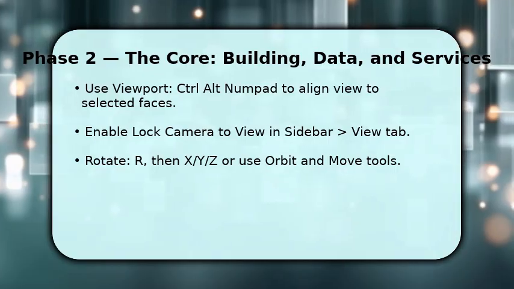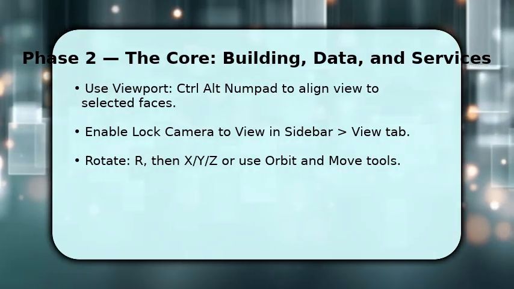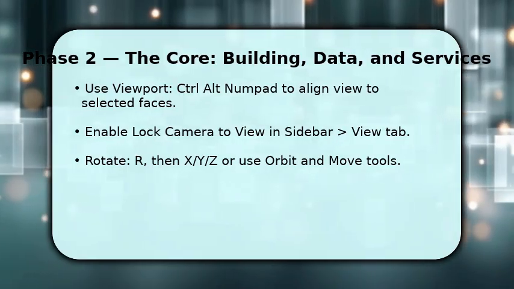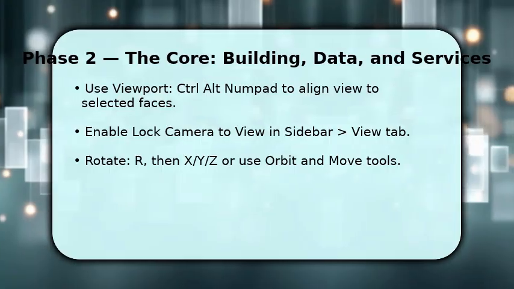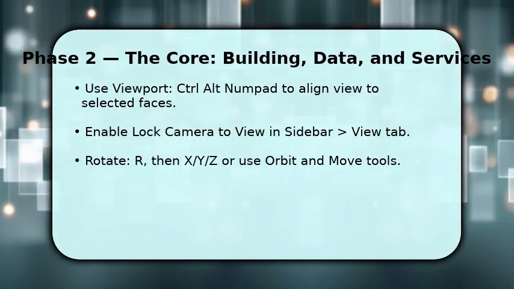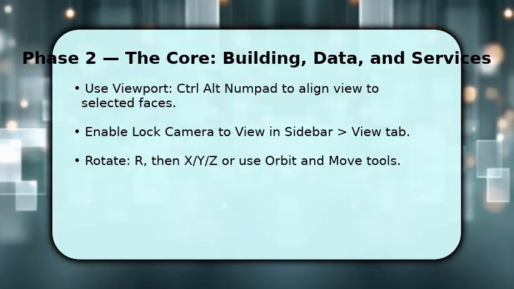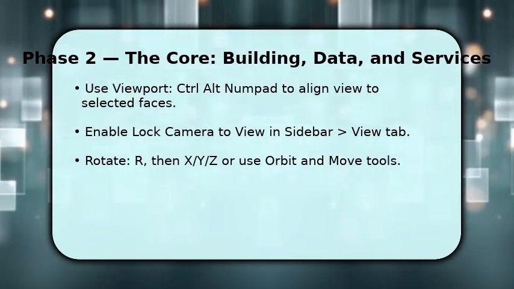Alternatively, select the camera and press R then X, Y, or Z to rotate on a specific axis. Press G to grab and shift position. Once positioned, disable Lock Camera to View to prevent accidental moves and confirm framing in camera view.